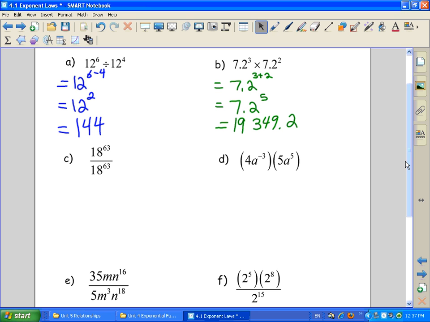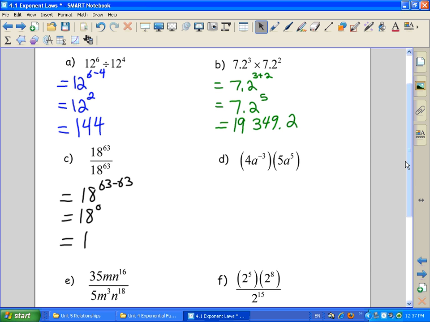C. Looking at our base is 18, and we have a division law, so it's going to be 63 subtract 63, which is 18 to the exponent of 0. That's as a single positive power, but then to solve it, anything raised to the exponent 0 equals 1.